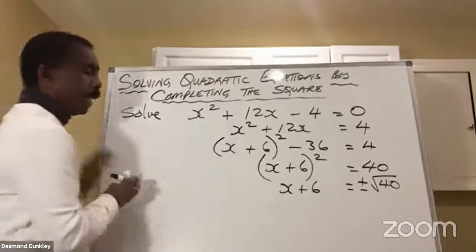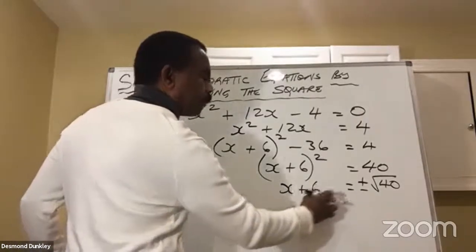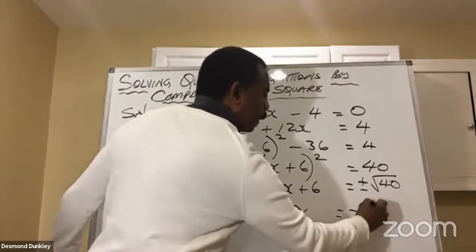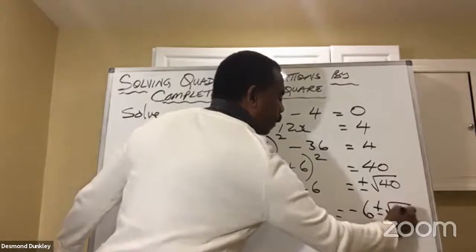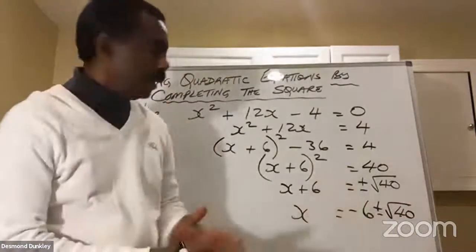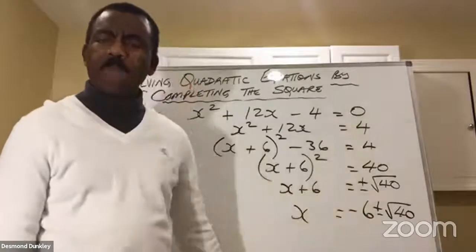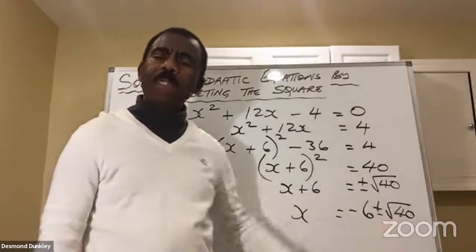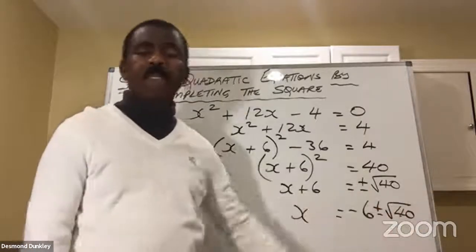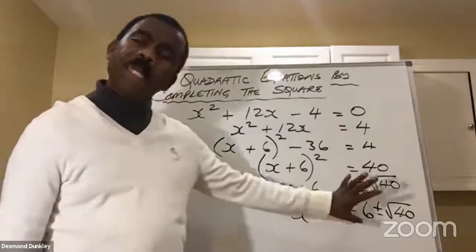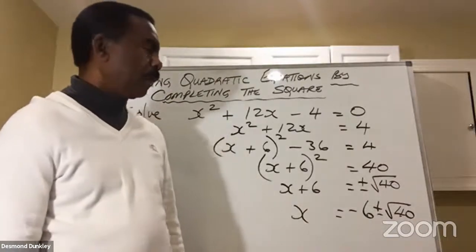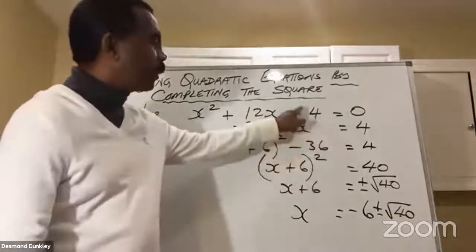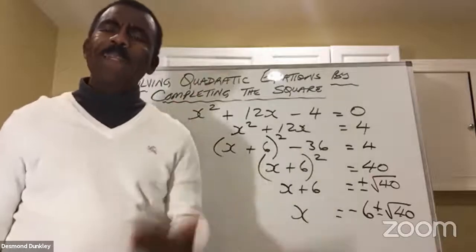Okay? And now, we get rid of the 6 by subtracting 6 from both sides. We end up with x equal to negative 6 plus or minus the square root of 40. And for now, this answer is what you would leave it as. If you did the quadratic formula, you would end up with something very similar to this. Actually, it will be equal to this, but it might be simplified a little bit more. We will discuss radicals in another class. Okay, so this is how you would solve this equation using completing the square.